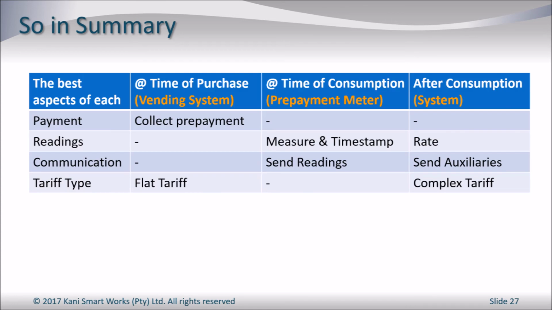So in summary, we have indeed used the best aspects of each. From a payment perspective, we can collect prepayment at the time of purchase using the vending system. From a readings perspective, we can measure and timestamp readings and send those readings to the system where they're rated. We can also send auxiliaries back down to the vending system to collect the differential charges. We can apply a flat prepayment tariff at the time of purchase, and we can apply any complex tariff we want based on the consumption using the system.